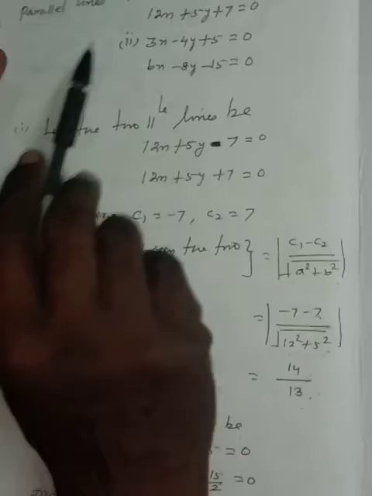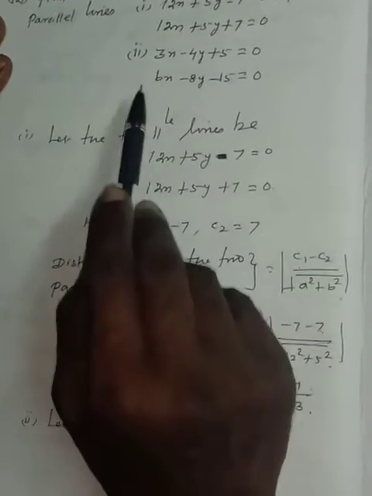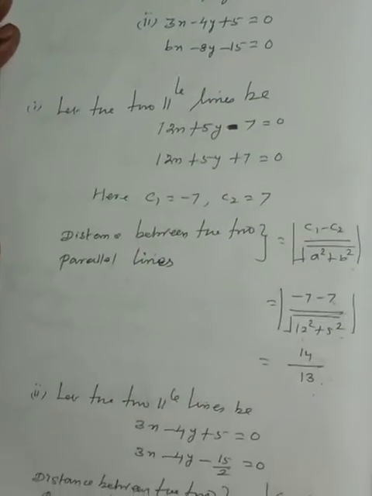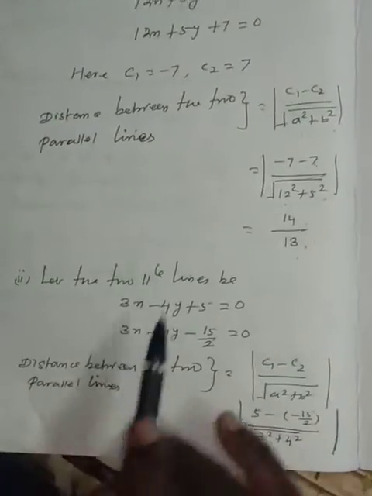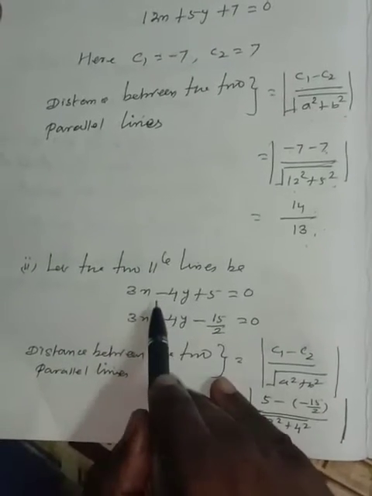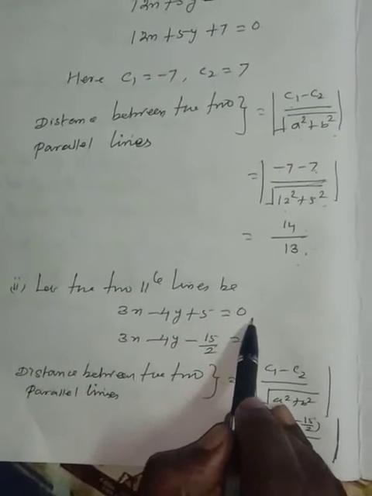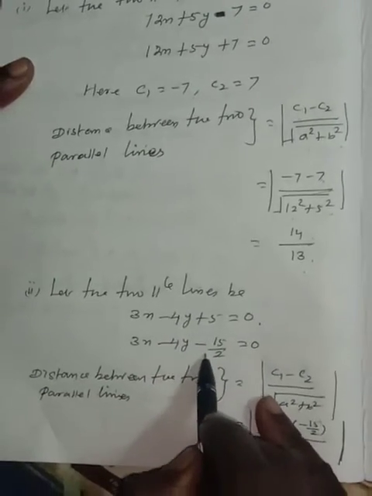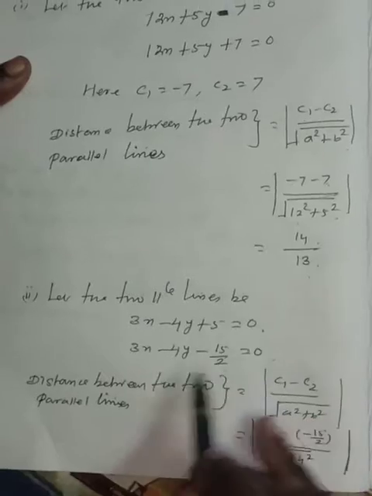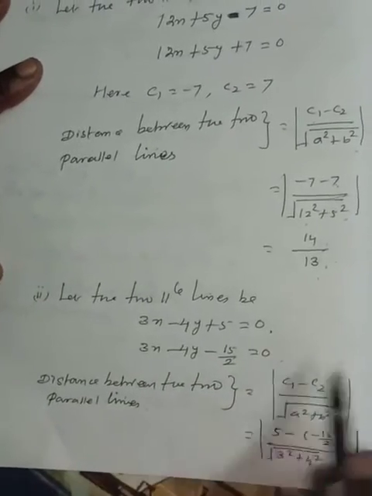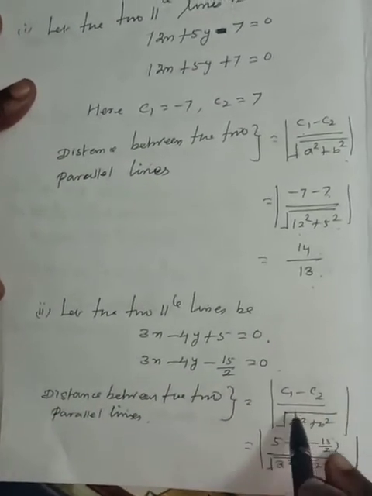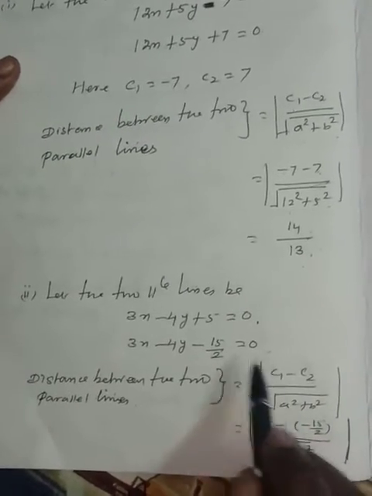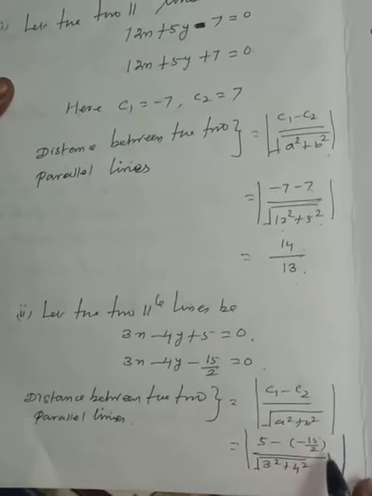Take the next two equations: 3x minus 4y plus 5 is equal to 0, and 6x minus 8y minus 15 is equal to 0. These two equations are parallel. The first equation is 3x minus 4y plus 5 is equal to 0. In the second equation, divide throughout by 2 on both sides. We have 3x minus 4y minus 15 divided by 2 is equal to 0. The distance between the two parallel lines is modulus of c1 minus c2 divided by square root of a square plus b square. c1 is 5, c2 is minus 15 by 2.